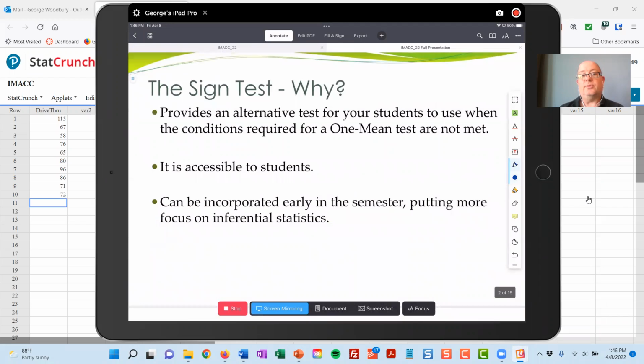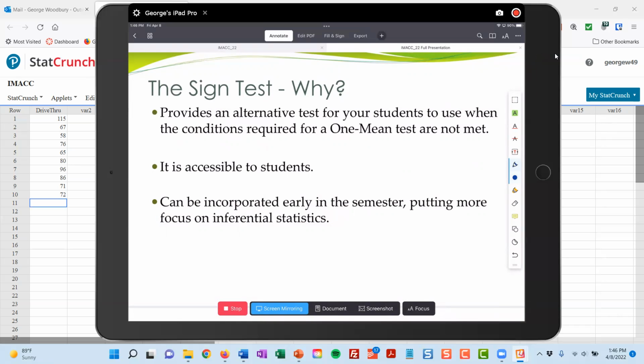The most important reason for bringing in the sign test is that it gives you a chance to give your students an alternative test to use when the conditions for the one mean test are not satisfied. Whether there's an outlier, the data are not normally distributed, whatever goes wrong, we spent a lot of time talking about how you have to check those conditions and make sure that this test is applicable. We don't really offer anything to do when these conditions aren't met, so this is a good way to do that.